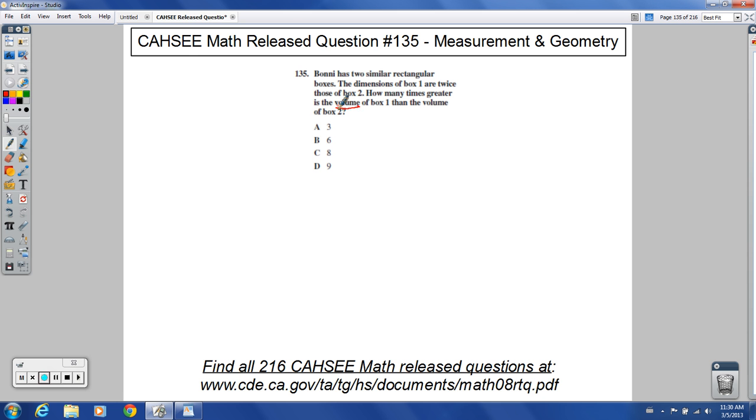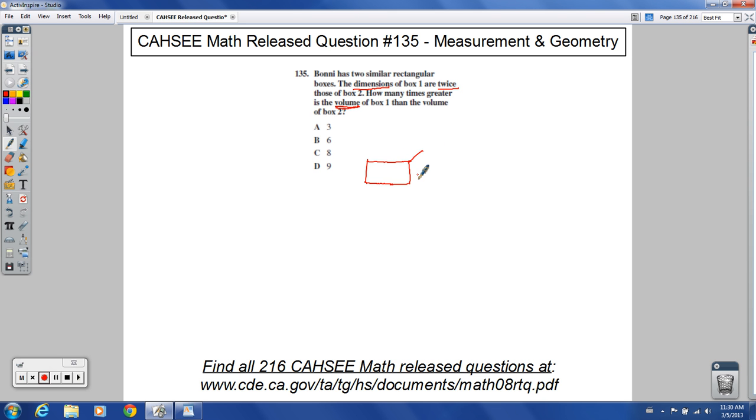Let's underline that word right there. So the volume, the dimensions of box 1 are twice those. So dimensions are twice as big, but we want to compare the volumes. So let's say this is box 1. We'll make it relatively simple box here. Let's draw two pictures.